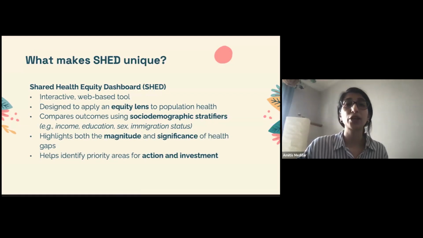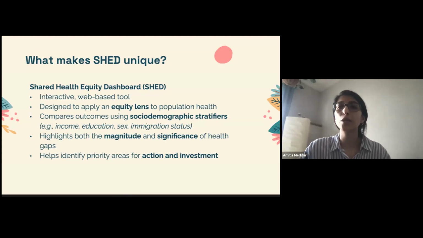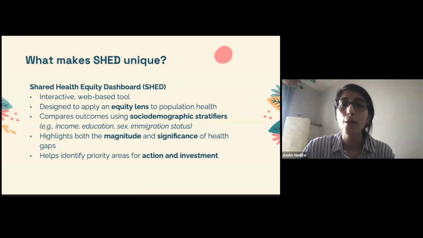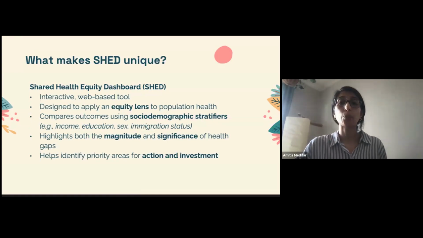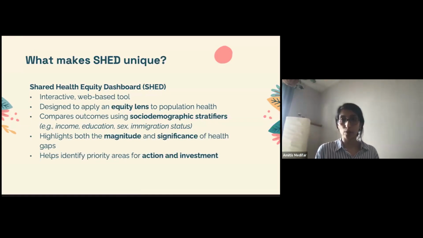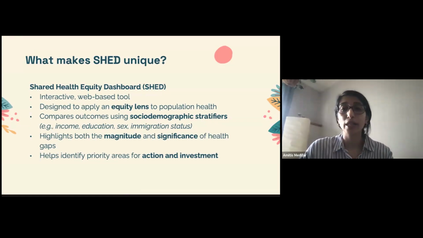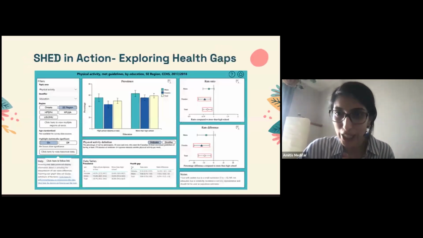It is also designed from the ground up with equity in mind. That means the focus isn't just on overall population averages, it's on identifying where the biggest gaps are and who they affect. One of the most useful features is that it shows both the magnitude and the statistical significance of each gap. So we're not just looking at whether a difference exists. We can actually see how big it is and whether it matters from a statistical standpoint. This makes SHED a really valuable tool for identifying where to focus resources and interventions. So let me show you what it actually looks like.